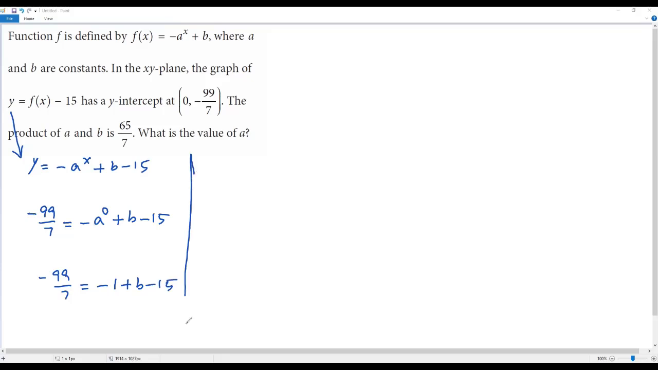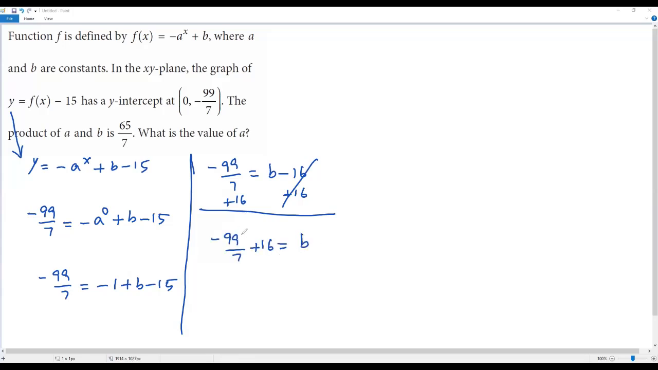So now I'm getting negative 99 over 7 equals, when I combine this negative 1 and negative 15, negative 16. That is, I'm getting b minus 16 on the right side. Now let me solve for b in this equation. For that, I have to get rid of this negative 16, so let me add 16 to both sides. The negative 16 and positive 16 cancel out, and I'm getting negative 99 over 7 plus 16 equals b.